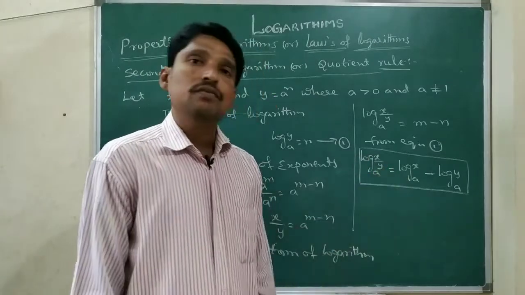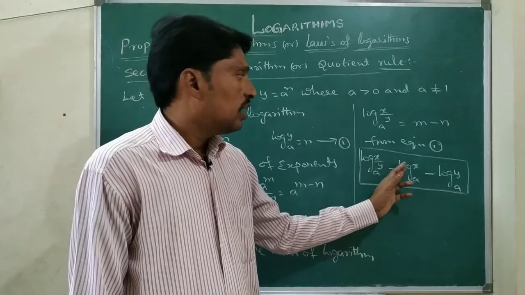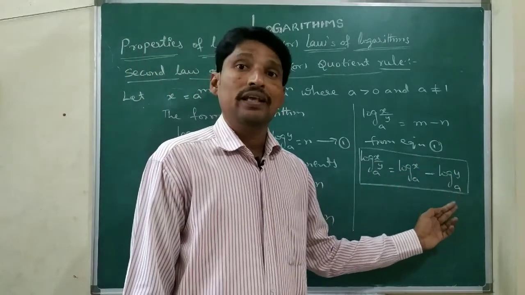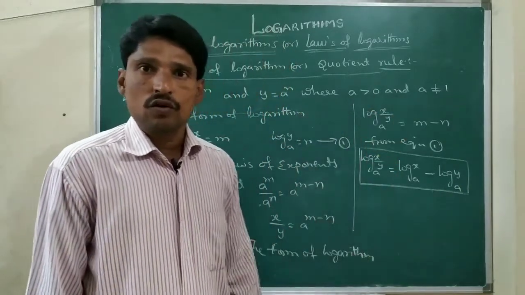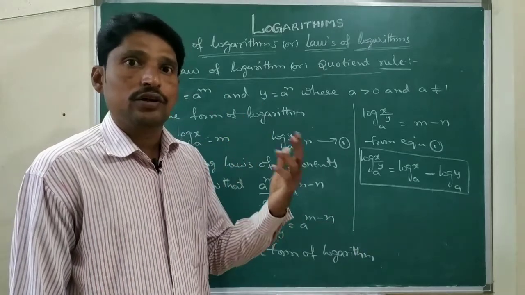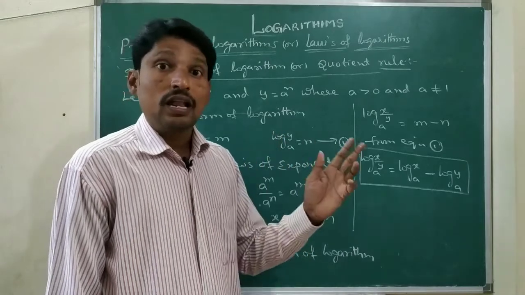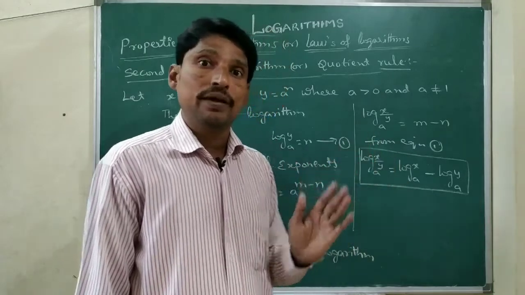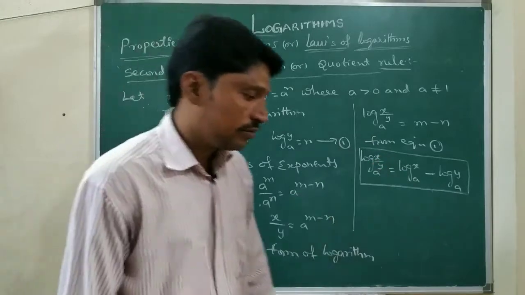So what is the second law of logarithms? Log x by y to the base a equals log x to the base a minus log y to the base a. This is the second law. The first law we already discussed: log xy to the base a equals log x to the base a plus log y to the base a. Here plus we take, here minus we are taking.